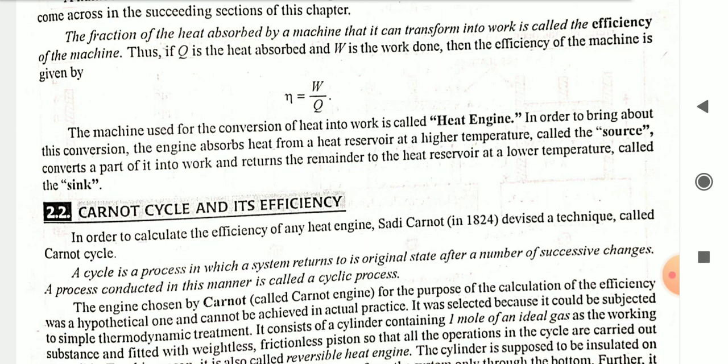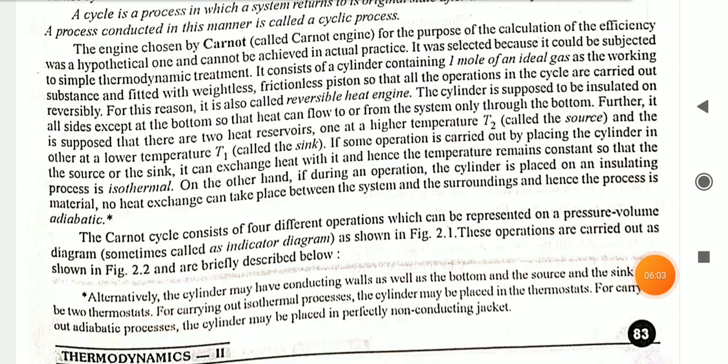The engine chosen by Carnot, called the Carnot engine, for the purpose of the calculation of the efficiency was a hypothetical one and cannot be achieved in actual practice. It was selected because it could be subjected to simple thermodynamic treatment. It consists of a cylinder containing 1 mole of an ideal gas as the working substance and fitted with a weightless frictionless piston so that all the operations in the cycle are carried out reversibly. For this reason, it was called the reversible heat engine.